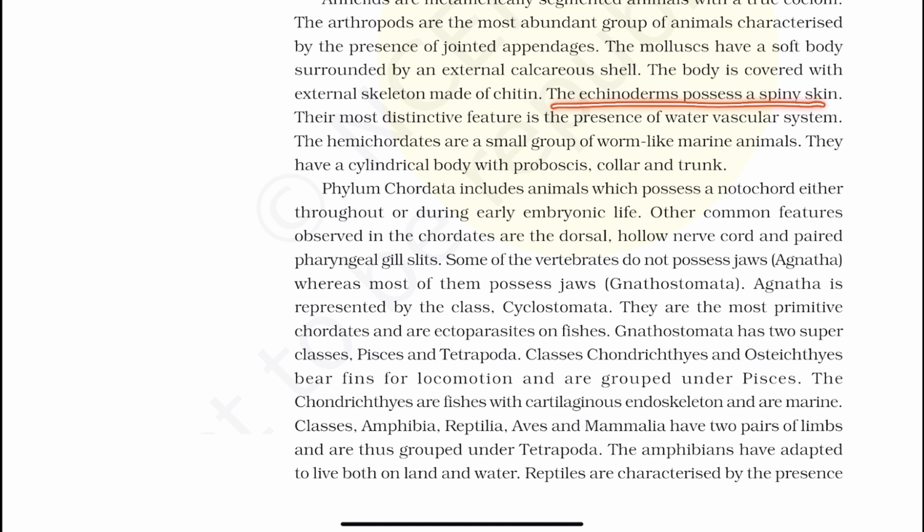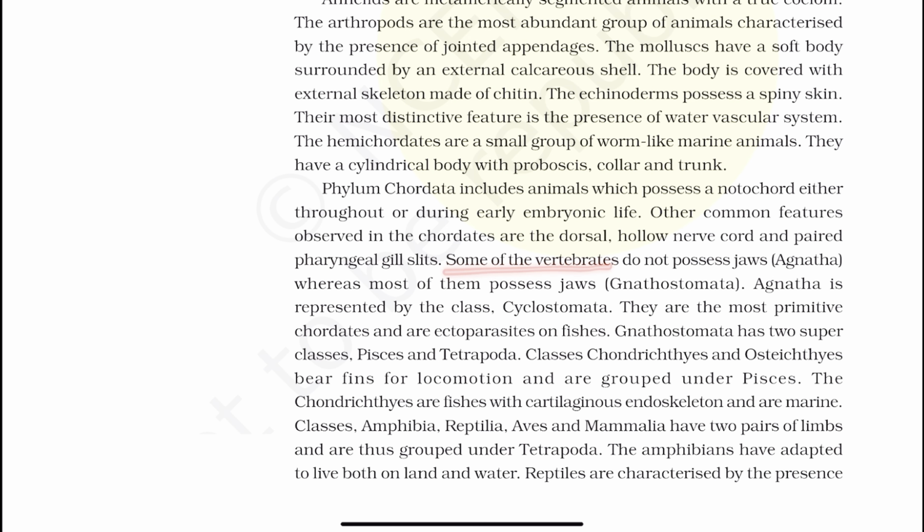The echinoderms possess a spiny skin. Their most distinctive feature is the presence of a water vascular system. The hemichordates are a small group of worm-like marine animals. They have a cylindrical body with proboscis, collar, and trunk. Phylum Chordata includes animals which possess a notochord, either throughout or during early embryonic life. Other common features observed in chordates are the dorsal hollow nerve cord and pharyngeal gill slits.